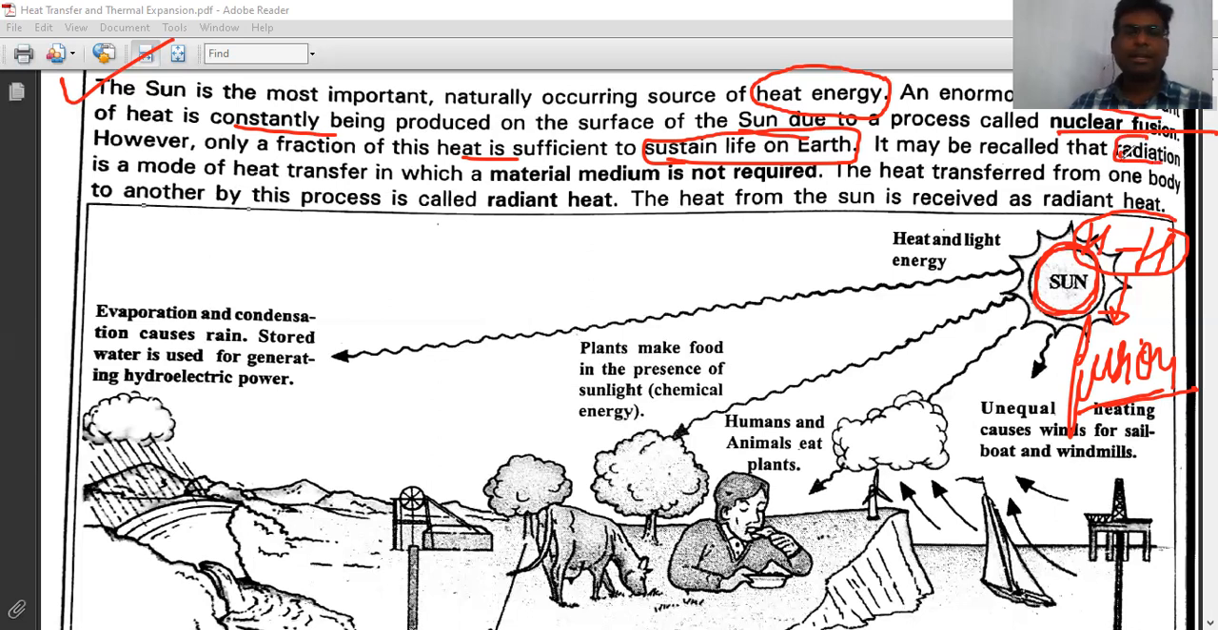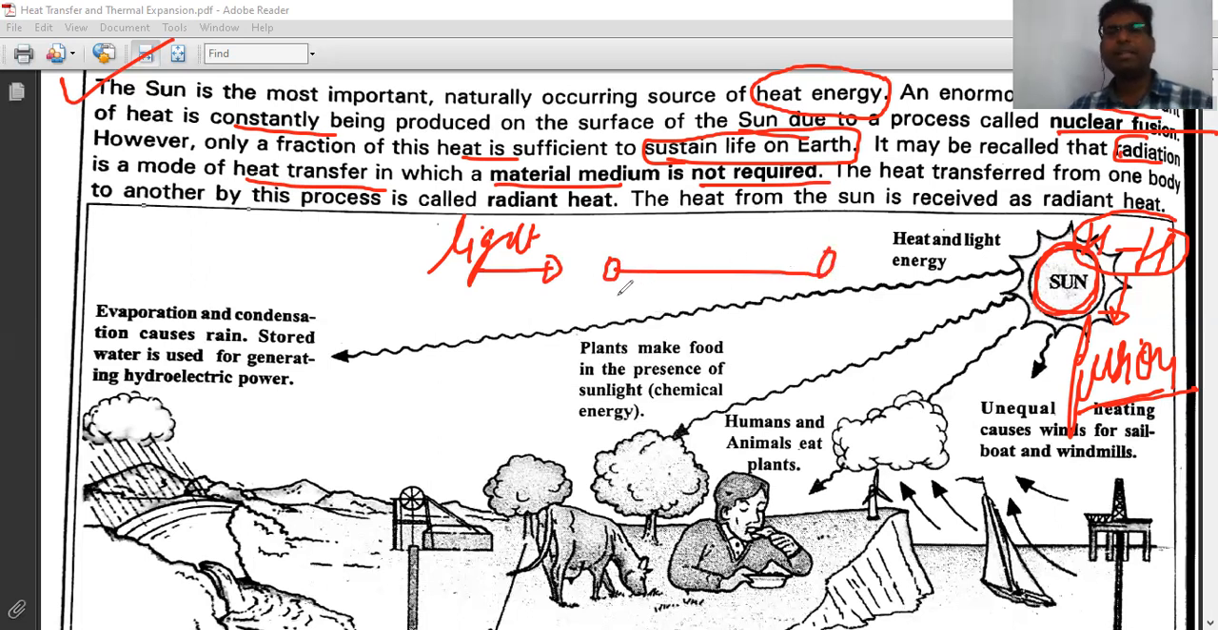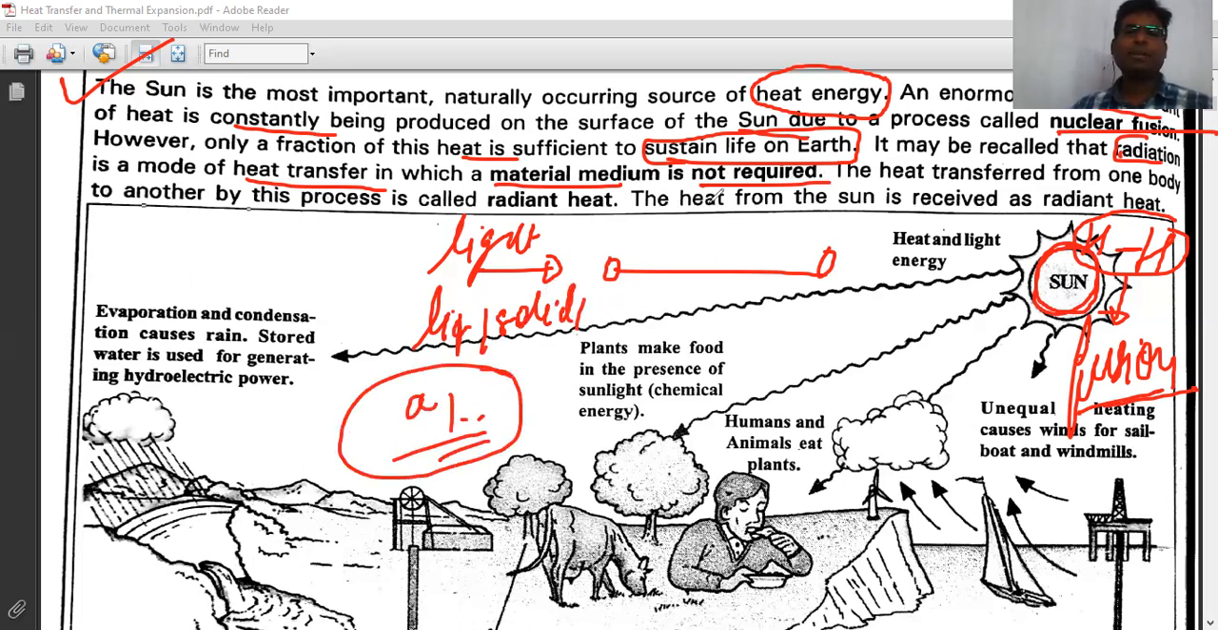Radiation is a mode of heat transfer in which a material medium is not required. Light doesn't require any medium to travel from one point to another because it can travel in a vacuum also. Medium means liquid, solid, gas, like air, water, any molecules. Heat transfer from one body to another by this process is called radiation of heat. So heat from the sun is received as radiant heat, right?